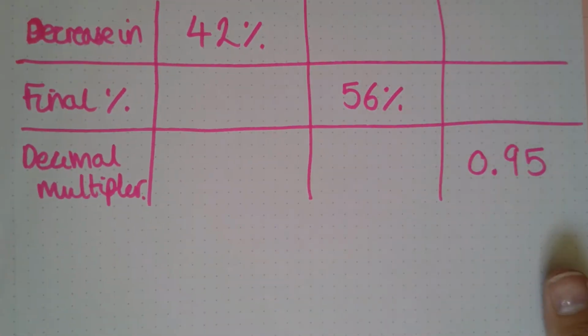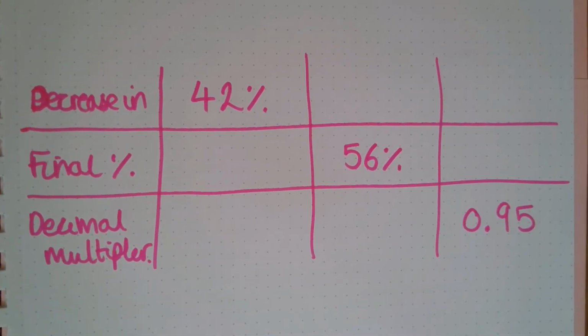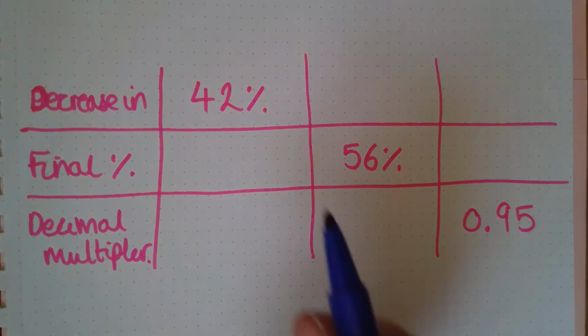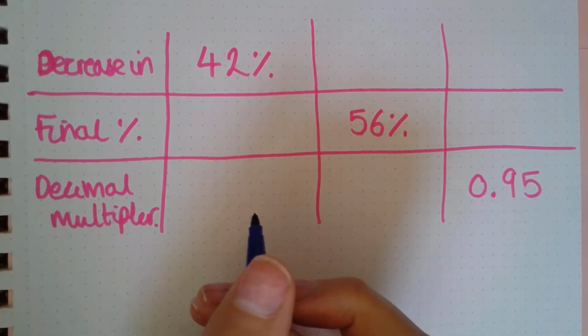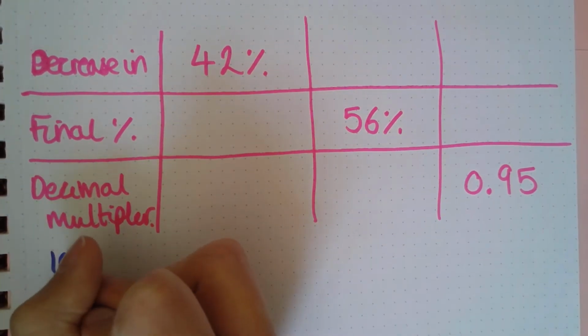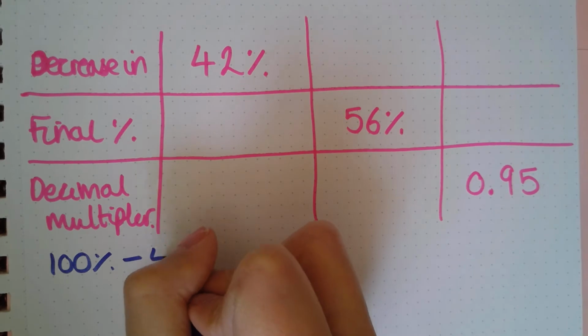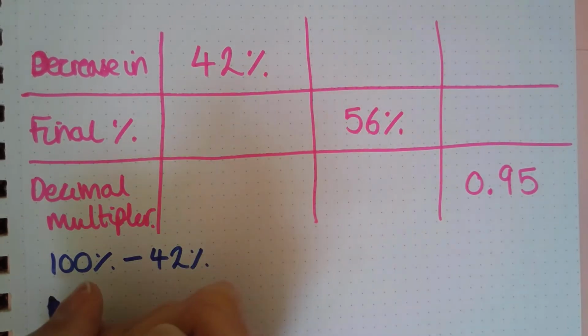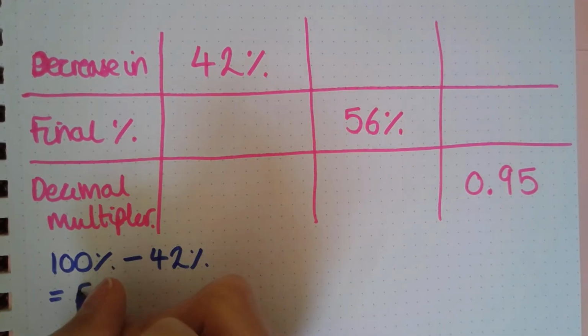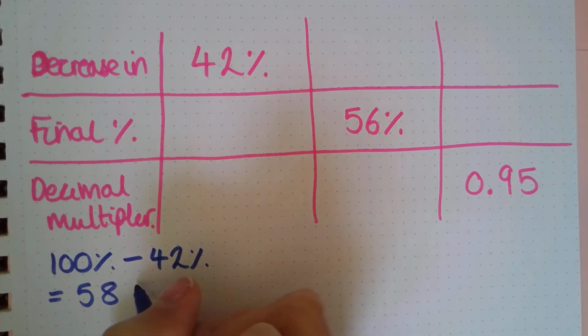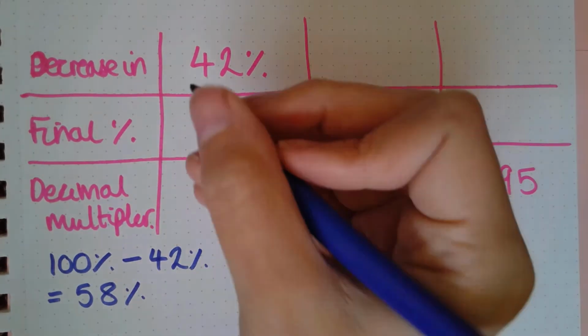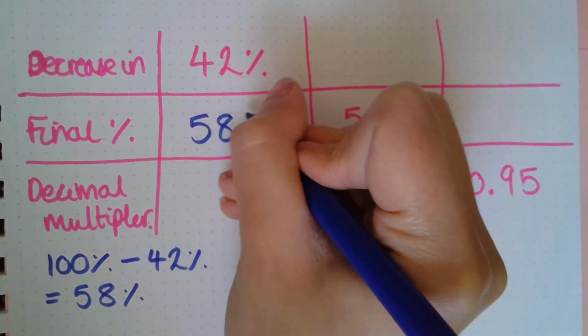It's exactly the same down here, but we're just doing a decrease this time, so we won't be adding. Okay, so our original is 100%. This time I'm decreasing, so I'm taking away 42%. Okay, and we've got 58% left. So that's my final percentage.